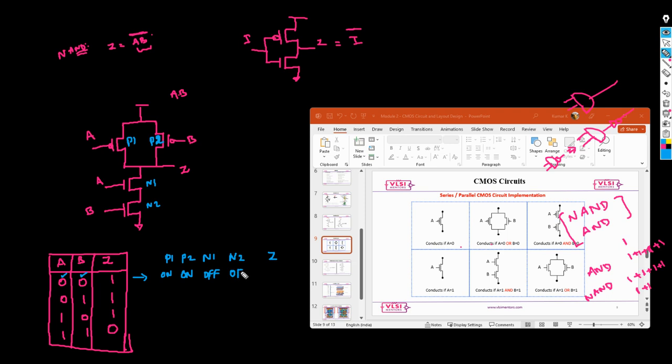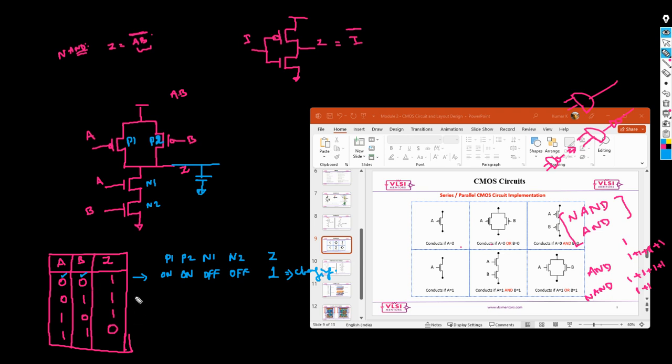Off, off. Okay. Now what is going to be your output? One, VDD. So now both the transistors are on, both the PMOS are on. What this means is it is going to be logic one, because it is charging. And there is no discharge path. Only a charging path exists. Is that clear? Now let's talk about the next set.